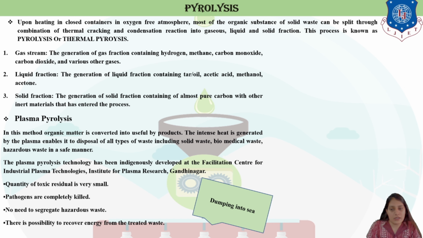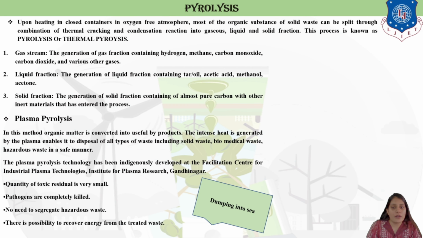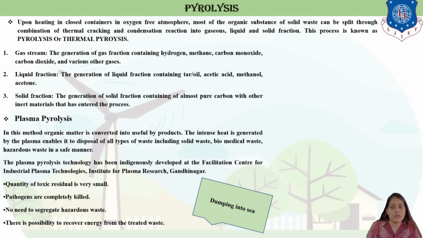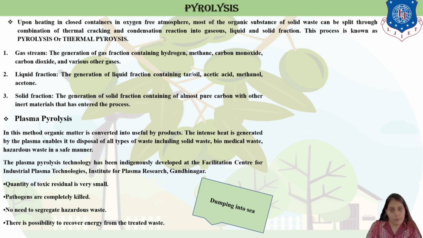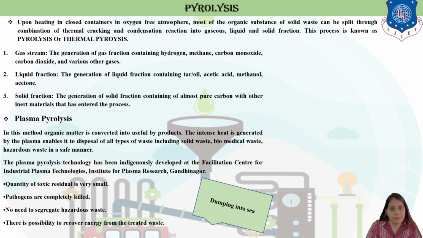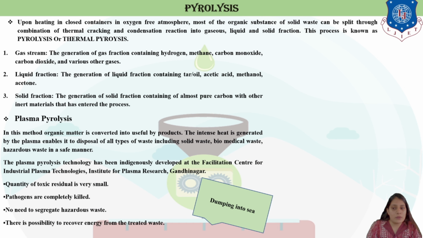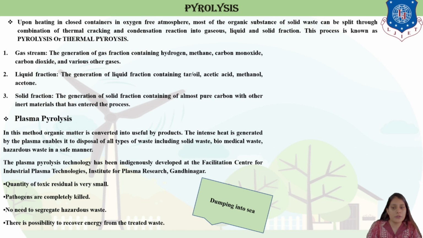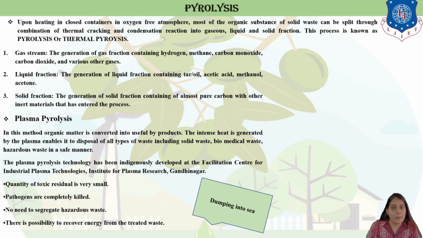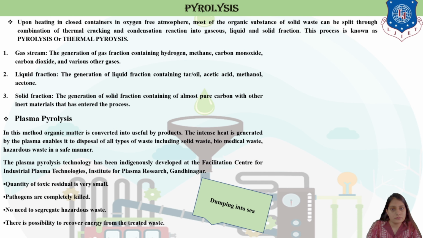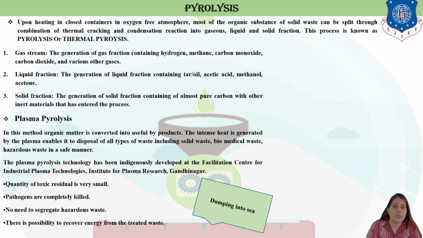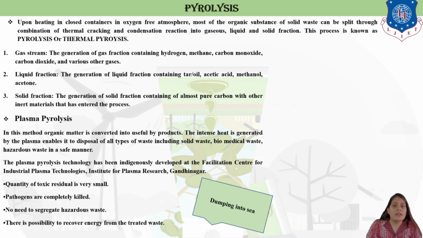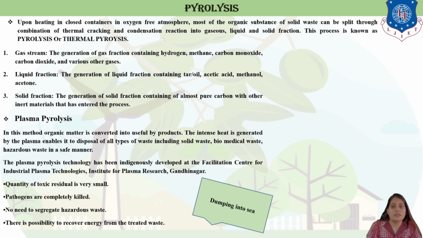And lastly is the solid fraction. What is the solid fraction actually? It contains almost pure carbon with other inert material that has entered the process. Right? So this is how it affects a lot. Now let's see about plasma pyrolysis. In this method, organic matter is converted into useful byproducts. The intense heat generated by the plasma enables the disposal of all types of waste, including solid waste, biomedical waste, and hazardous waste, in a safe manner. So basically, this will help us generate byproducts which can be helpful in the near future or in other technologies.